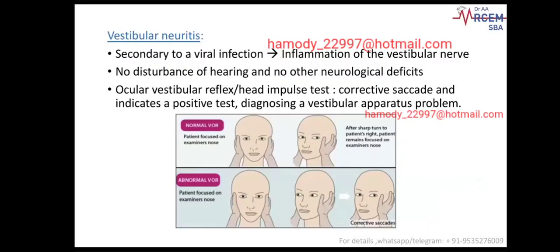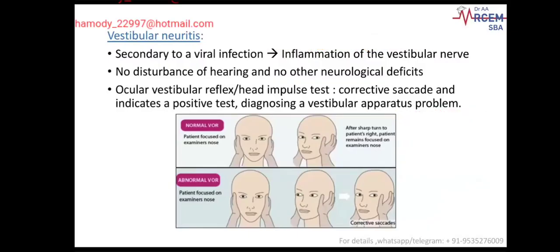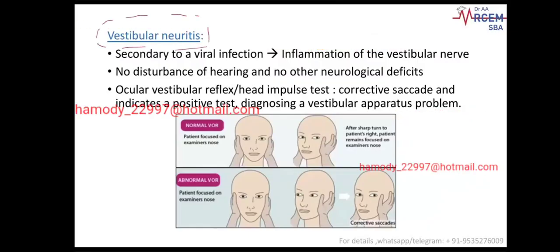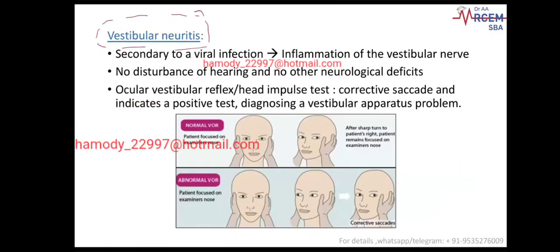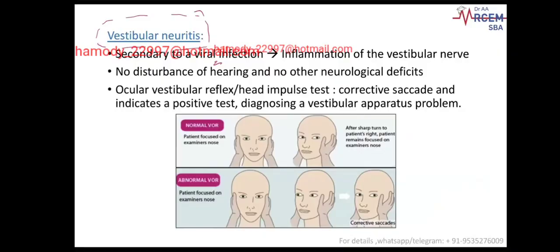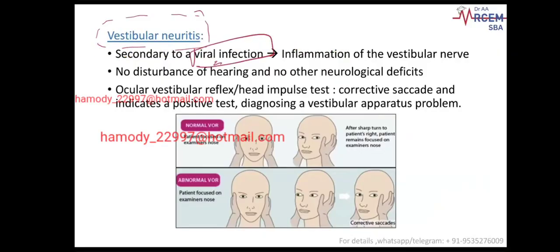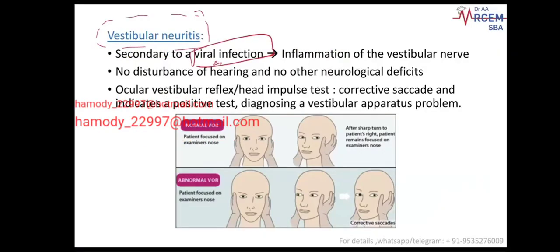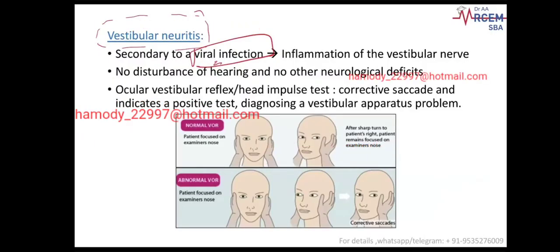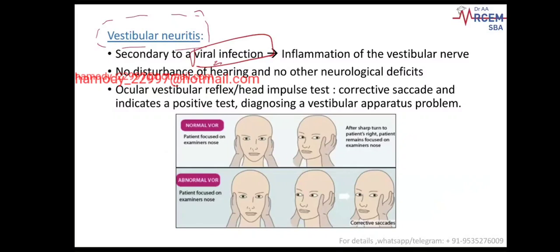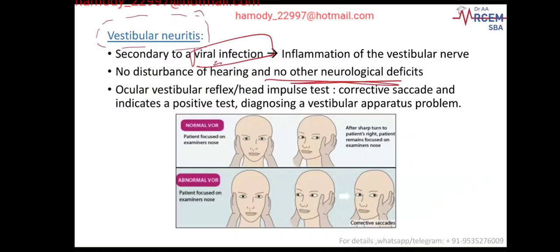Vestibular neuritis. Vestibular neuritis, as the name suggests, is inflammation of the vestibular nerve. That is the inflammation which is causing it. Why inflammation? Secondary to a viral infection. So in the stem of the question, they would have given a viral infection: 3 days, 4 days, 1 day, 2 days back, he had a sore throat, suggestive of a viral infection. They will give a clue suggestive of a viral infection. They will not have any neurological signs and symptoms in these patients.